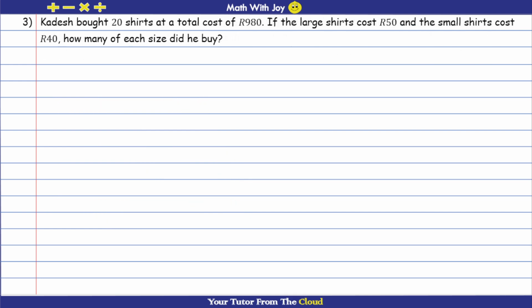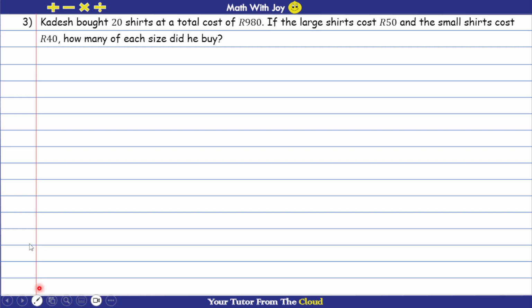Right, let's move over to question 3. They say that Kadesh bought 20 shirts at a total cost of 980. If the large shirts cost 50 rands and the small shirts cost 40 rands, how many of each size did he buy?